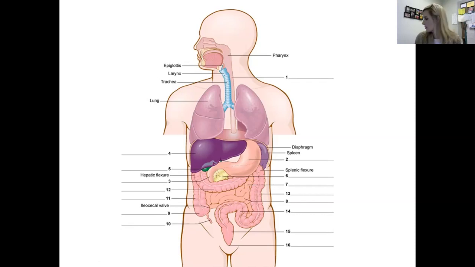Number 9 is the first part of the large intestine, called the cecum. Number 10 is the appendix. Number 11 is the ascending colon. Number 12 is the transverse colon. Number 13 is the descending colon. Number 14 is the sigmoid colon. Number 15 is the rectum, and number 16 is the anus. So we are going to discuss all of these sections as we slowly travel through this digestive tract.